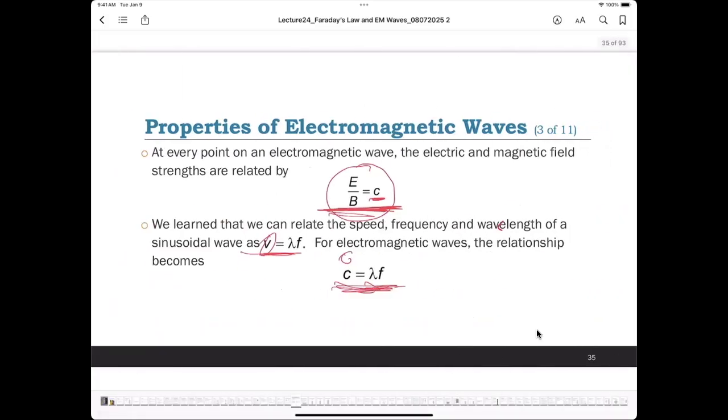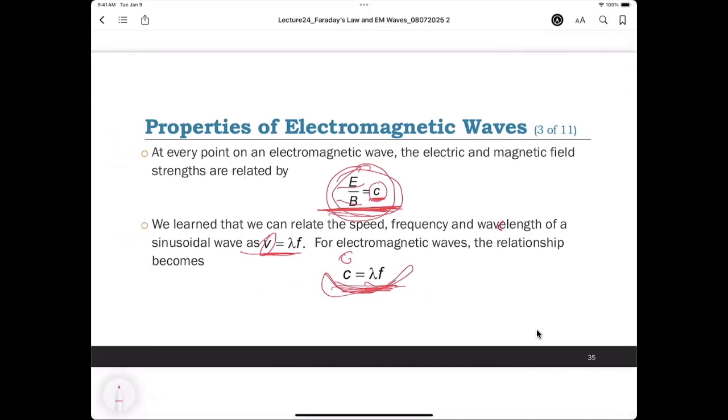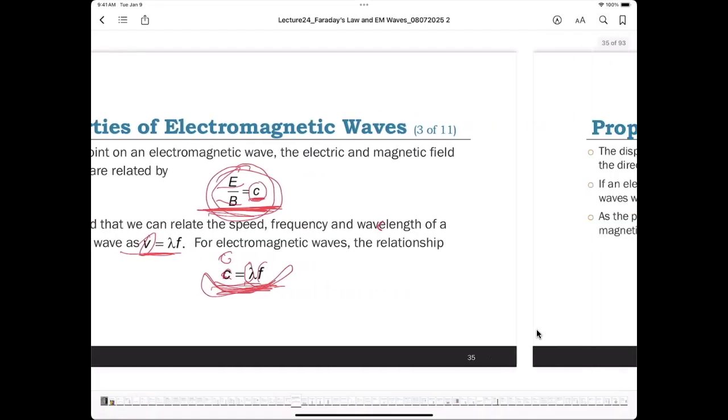At every point, you can use this equation to find the relationship between the electric field, the magnetic field, and the speed of the electromagnetic wave. Does it make sense to you? You can also use this equation, because this C we usually know, to calculate the wavelength or the frequency for the electromagnetic waves. That makes sense to you.